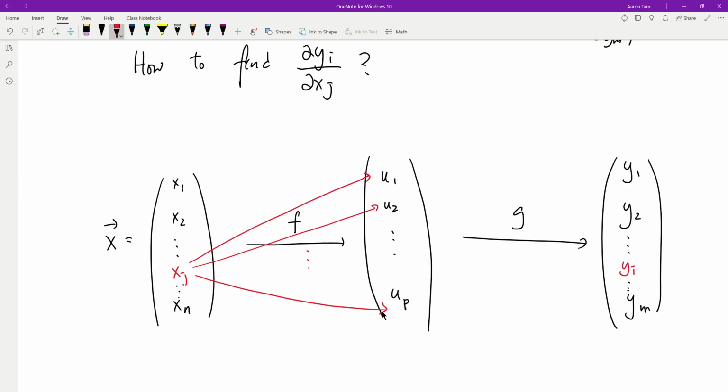If I want to describe how x sub j changes u1, that will be given by the derivative du1 over dx sub j. If I want to talk about how x sub j changes u2, that would be described by the derivative du sub 2 over dx sub j. And then it continues on until how x sub j changes u sub p. That would be given by d of u sub p over d of x sub j.